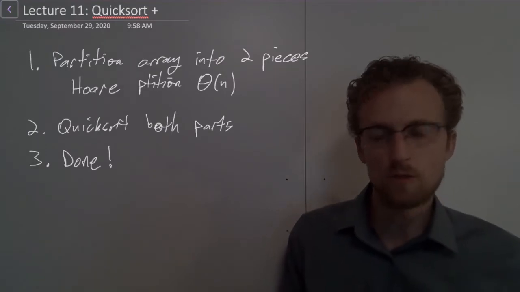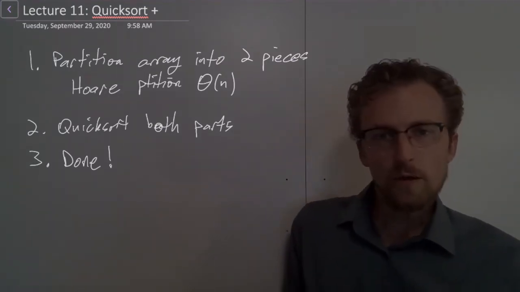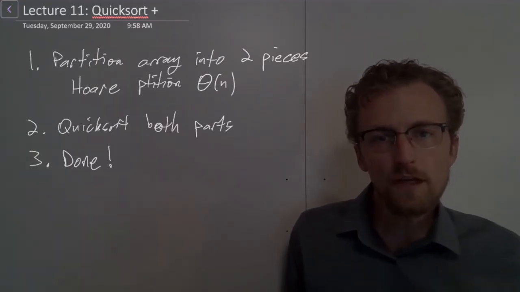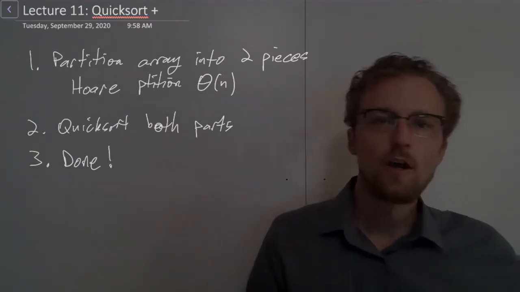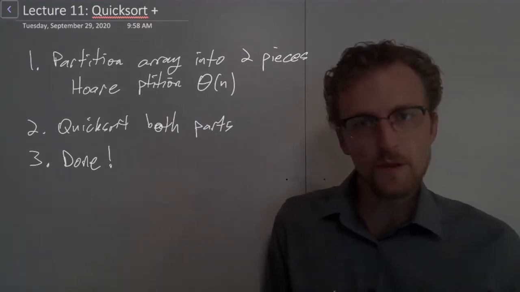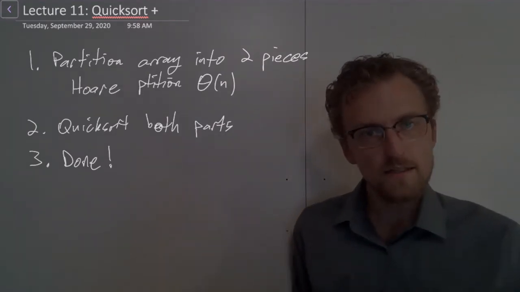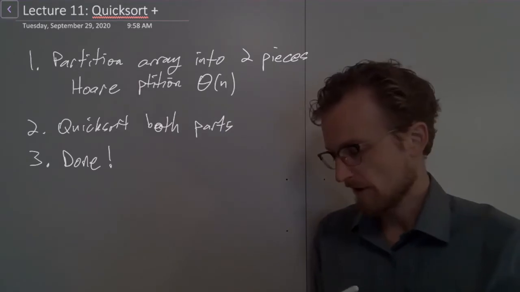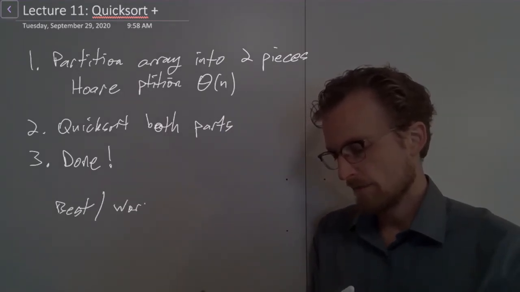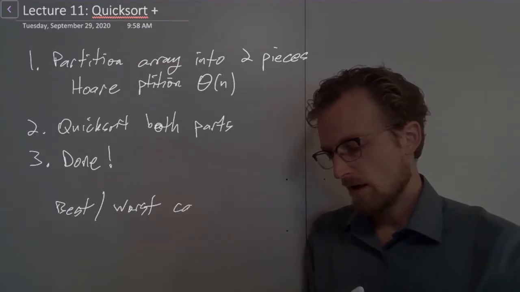We've completed the sorting. So now the question is, how do we analyze the complexity of this algorithm? How do we think about what a best case input or a worst case input looks like for this? And it turns out this is a little bit tricky for Quicksort, and it's not quite obvious up front. So what does a best or worst case input look like?